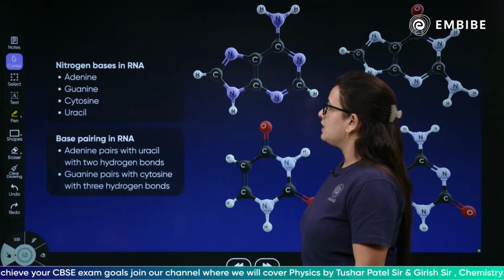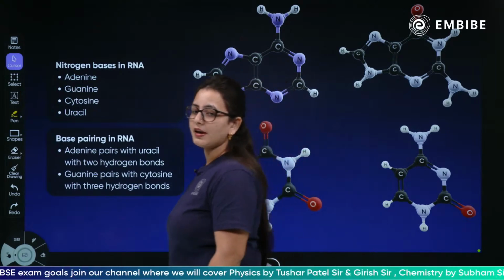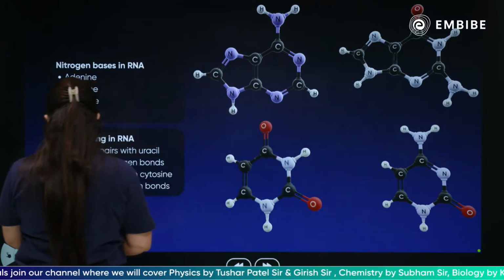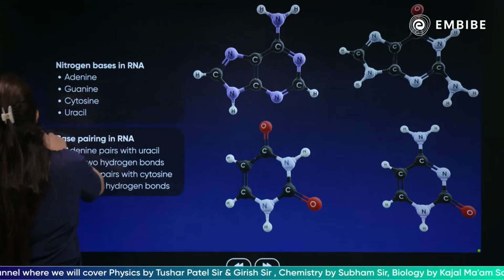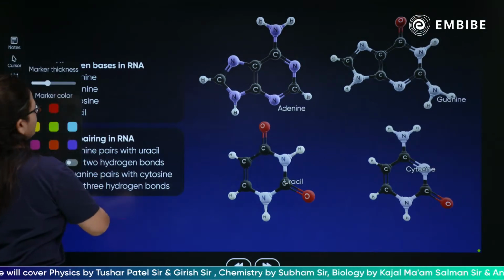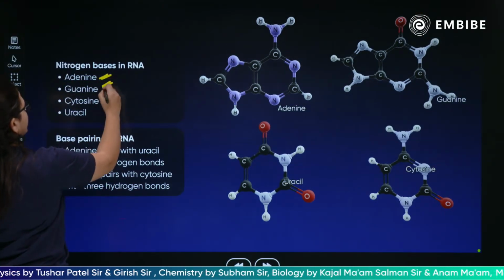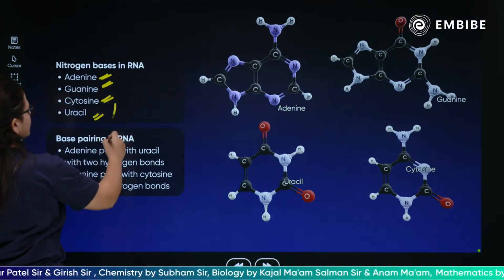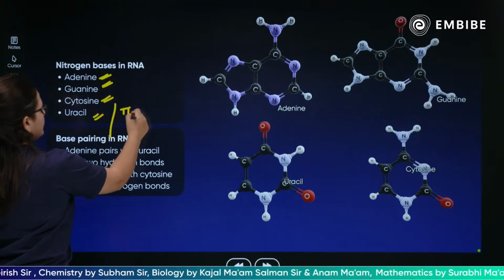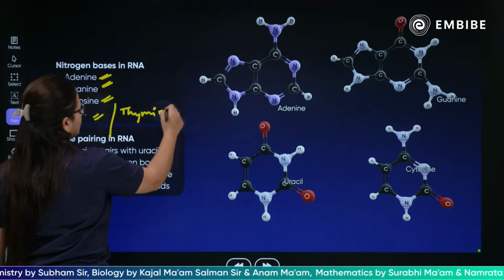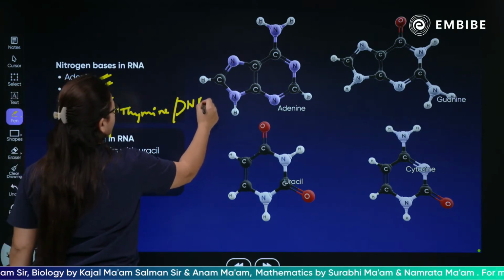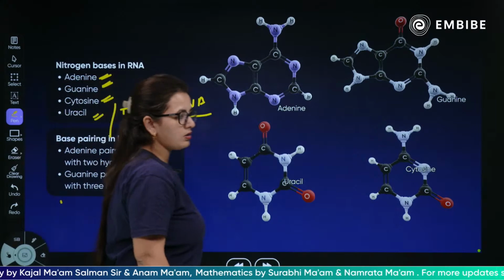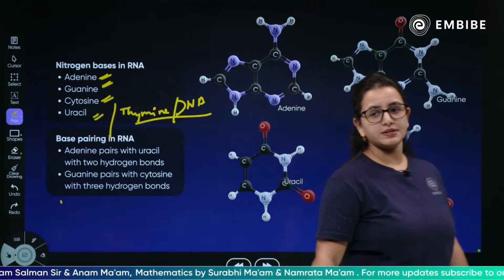Next we have the nitrogenous bases in the RNA. Very simple. As I have already told you, we have adenine, guanine, cytosine and uracil. Uracil instead of thymine. Thymine is present in DNA, it is a part of DNA. So, the presence of uracil in the RNA also makes it more reactive and unstable.